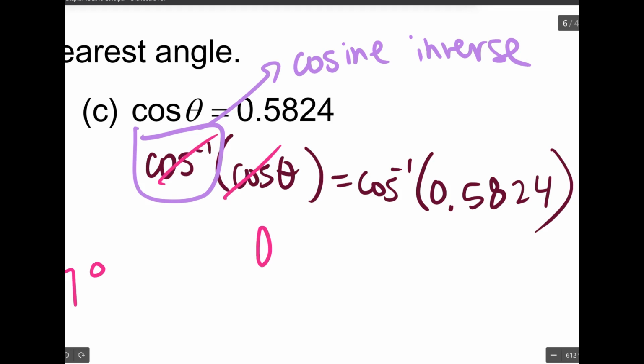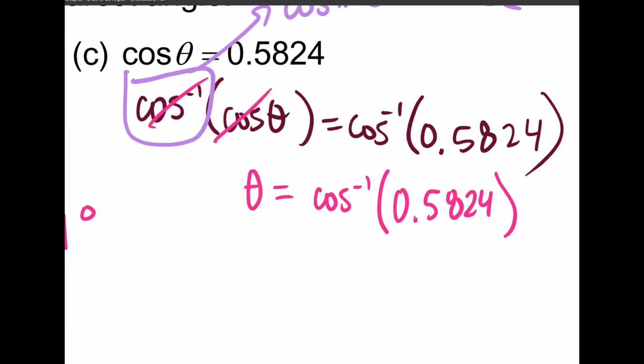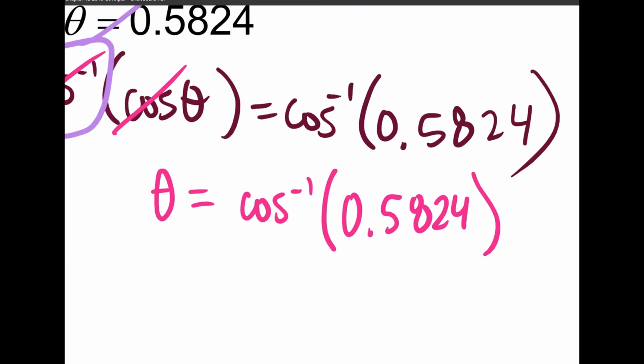Alright, cosine inverse cancels out. Theta is equal to cosine inverse of 0.5824. So what do you get when you plug this in? Some number.